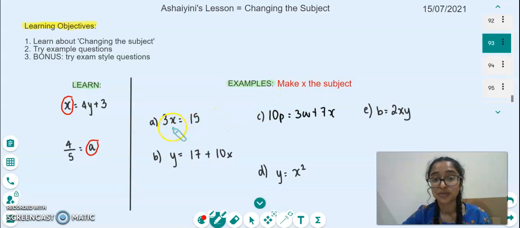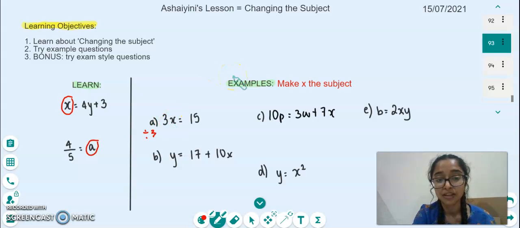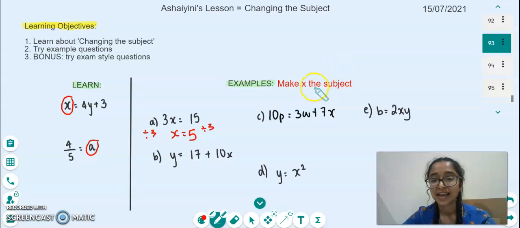Now the way we have to do that is we have to divide both sides by 3, because the x is not by itself. So to get the x by itself, we need to divide both sides by 3. And the reason being, the x is multiplied by 3, so we need to get rid of that. So the answer to this question would be x equals 15 divided by 3, which is 5. So we have made x the subject, x equals 5.